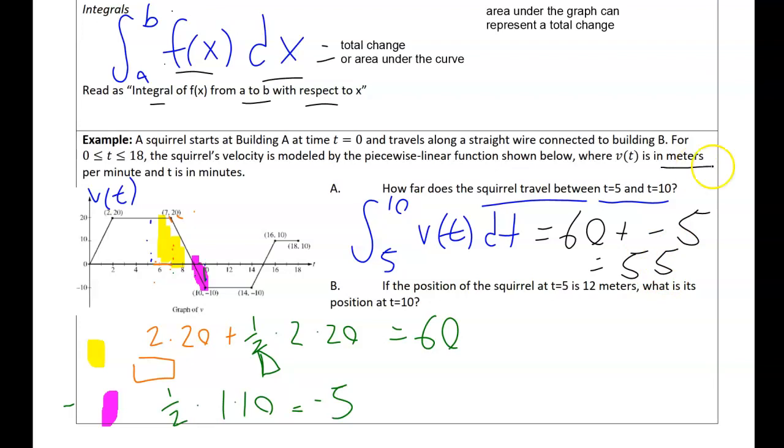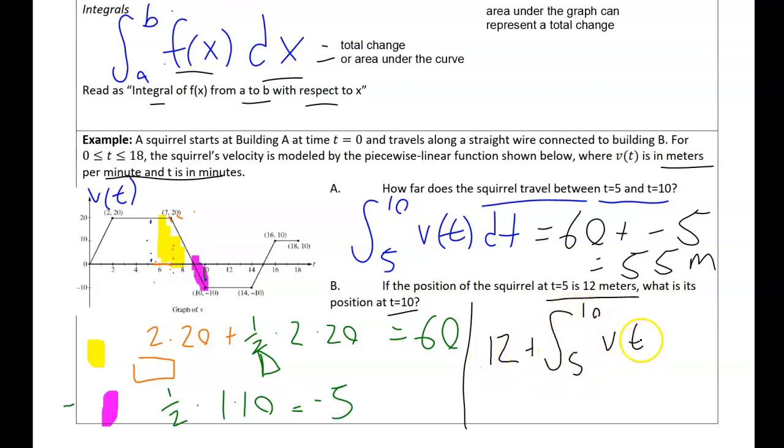And here are our units. We had meters per minute. Well, we integrated now, so we're going from velocity to a position. My units are meters now. So it's kind of the opposite of a derivative. Now, here's a more interesting question. If the squirrel is at 12 meters at t equals 5, what's its position at t equals 10? Well, that would just be its position at 5 plus the total change from 5 to 10. So it would be 67 meters, because we already know that my integral is 55 meters.